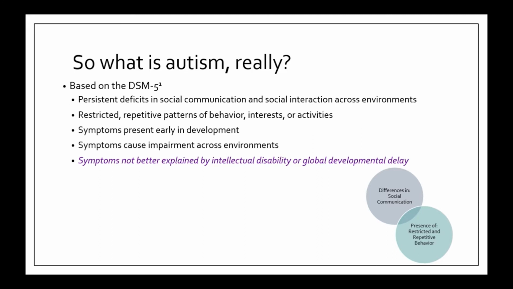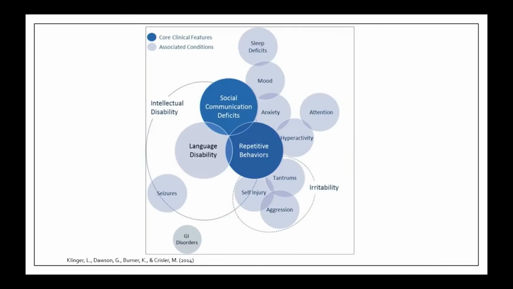What's most important when considering autism within the context of Down syndrome is that these symptoms or behaviors are not better explained by an individual's intellectual disability or developmental delays. So any differences in social interaction are above and beyond what we might expect given developmental differences. And so we'll talk more about what that might look like.